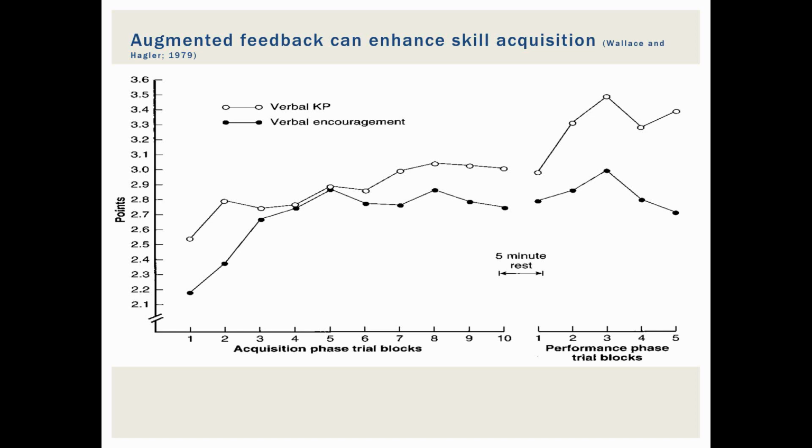Right? It's not necessarily needed because skill acquisition also occurred in the verbal encouragement group, but skill acquisition was faster, or the learning of a novel motor skill happened faster when verbal knowledge of performance was present.